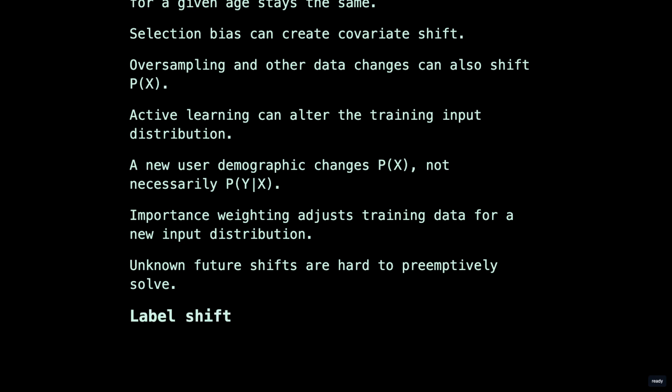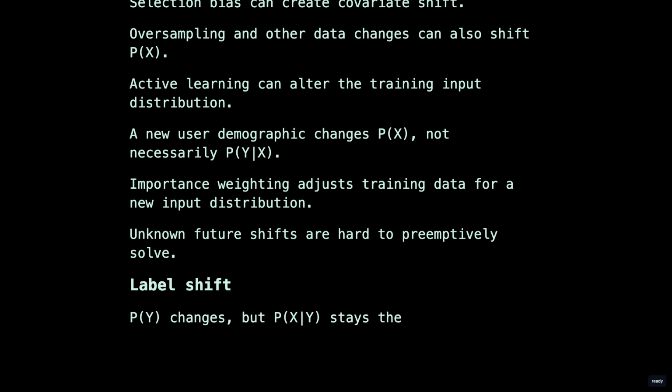Label shift flips the focus to the output side of the distribution. The class balance changes, but the relationship between class and features stays stable. This means the prior probabilities move, while each class still produces the same kind of inputs. You can think of it as a change in how common each label is, not a change in what the labels look like.